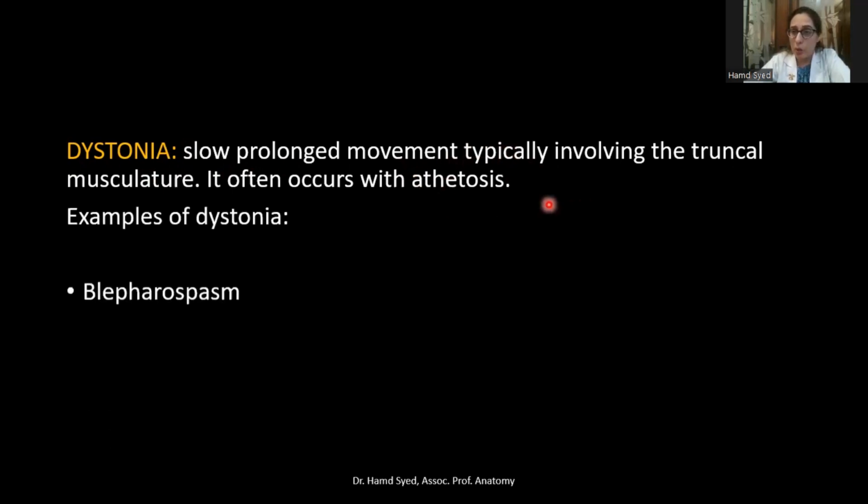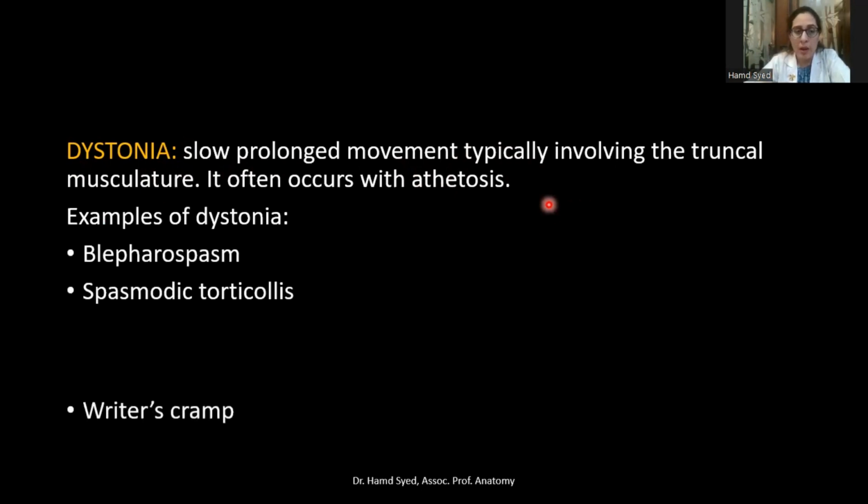It can include blepharospasm, which is a contraction of the eyelids, and spasmodic torticollis, in which the head is going to be tilted towards the shoulder, and writer's cramp, in which there is a contraction of the muscles of the hand and the arm on attempting to write. So these could be different presentations of dystonia.